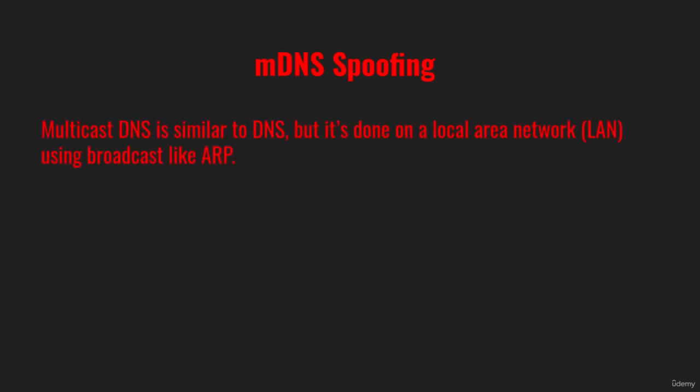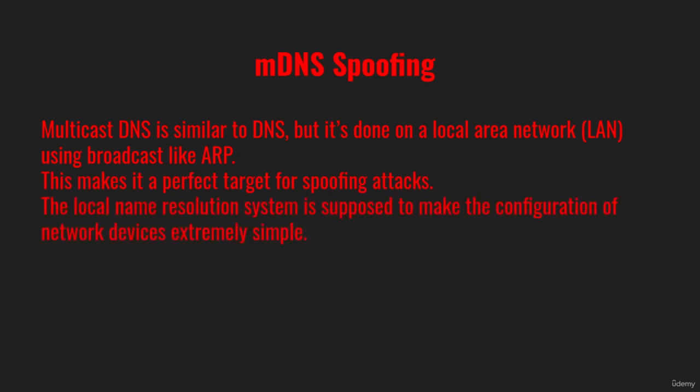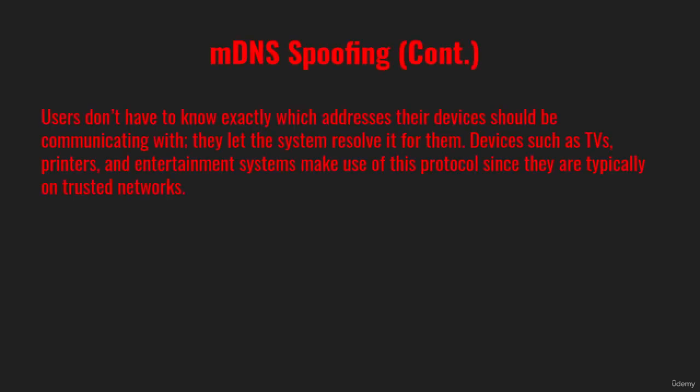Now we have mDNS spoofing, or multicast DNS. Multicast DNS is similar to DNS, but it is done on the local area network, the LAN, using broadcast like ARP. This makes it a perfect target for spoofing attacks, and the local name resolution system is supposed to make the configuration of network devices extremely simple. Also, users do not have to know exactly which addresses their devices should be communicating with. They let the system resolve it for them.